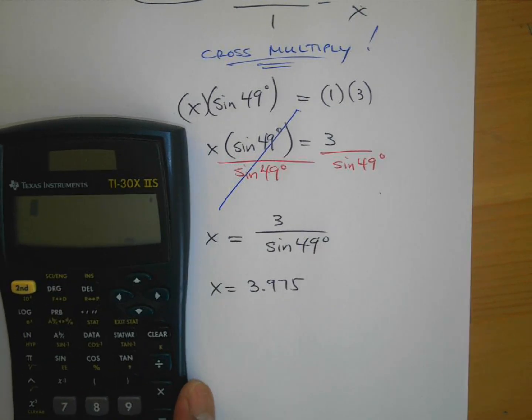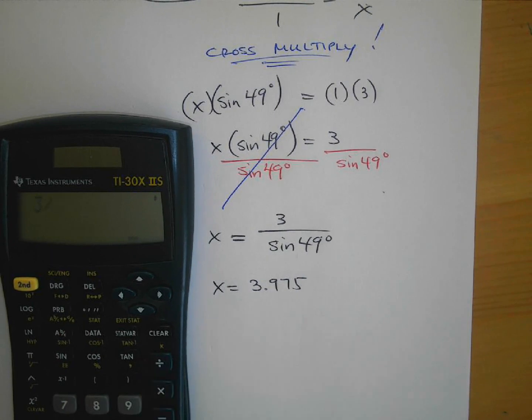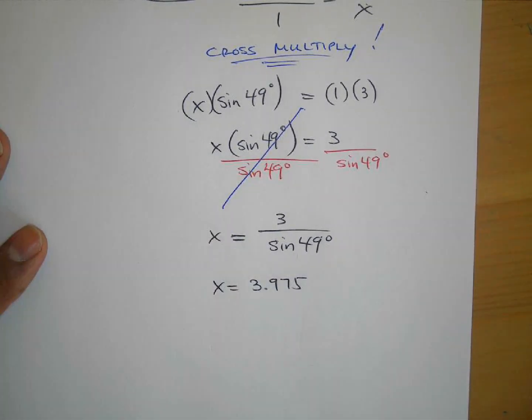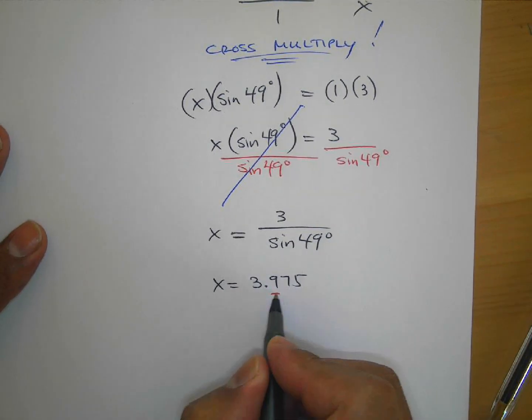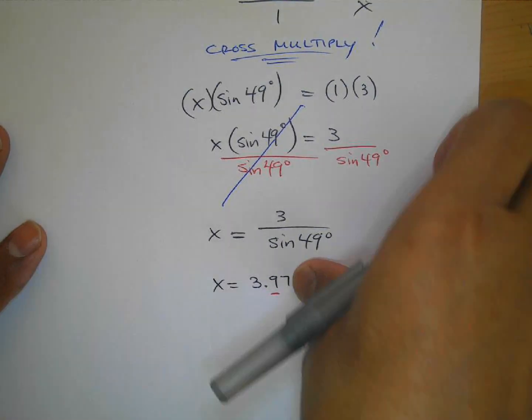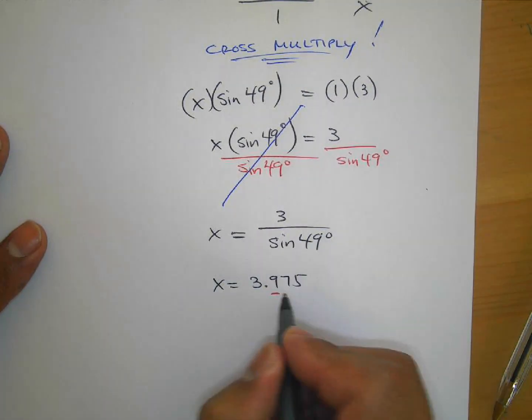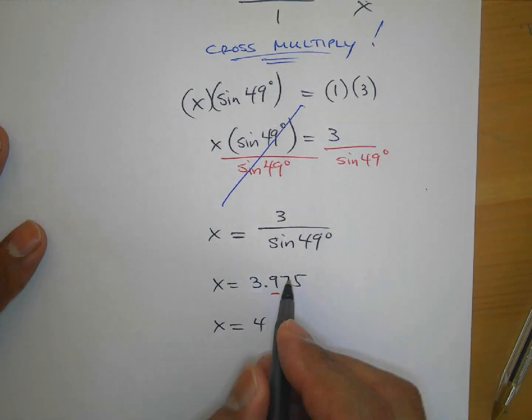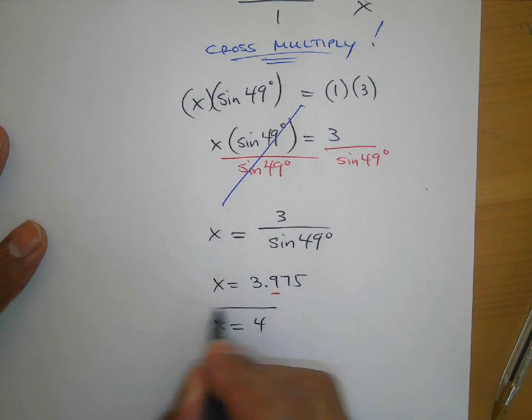All right, let's see if I use the parentheses. 3 divided by parentheses sine 49. Same thing. Okay. And since we're rounding up here, 3.975, that 97 actually rounds this up to what? Like, if you're thinking of $3.97, it kind of rounds up to what? 4.0 or just 4, right? This rounds up to 4.